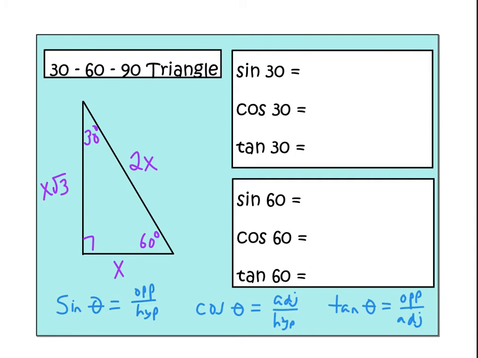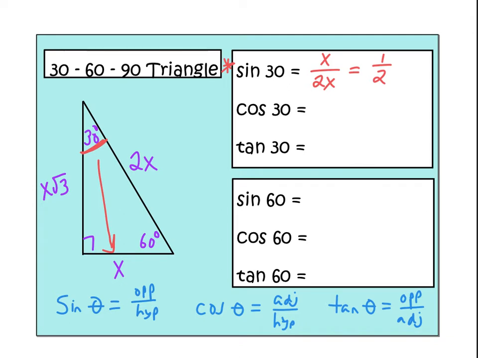So for this specific triangle, if we focus up top here on the 30-degree angle first, the sine is going to be the opposite side. So the opposite side is all the way through the triangle over the hypotenuse, which is 2x. And if we reduce that, 1x over 2x, the x's cancel out, and the sine of 30 degrees is 1/2.